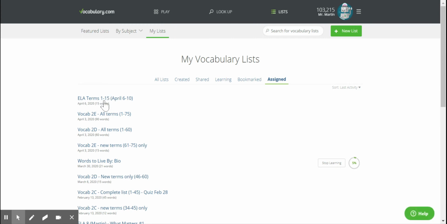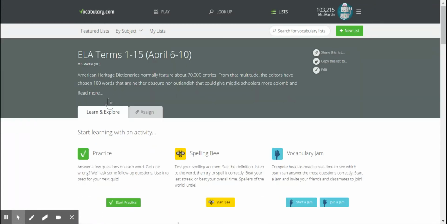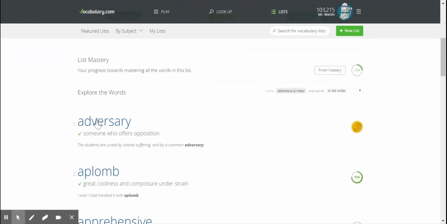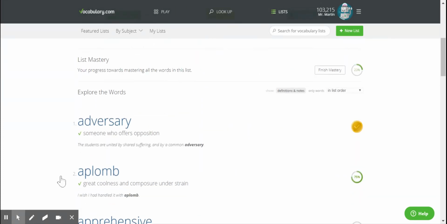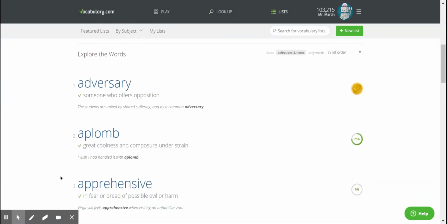Play around with that. But what you're really looking for here is this list called ELA terms 1 through 15, April 6th through April 10th. If you click on that, then it will give you, now, I don't know what yours is going to look like here because you don't have the option to assign stuff. So yours might not be there. It might go right to the list. For me, I've got to slide down here a little bit.